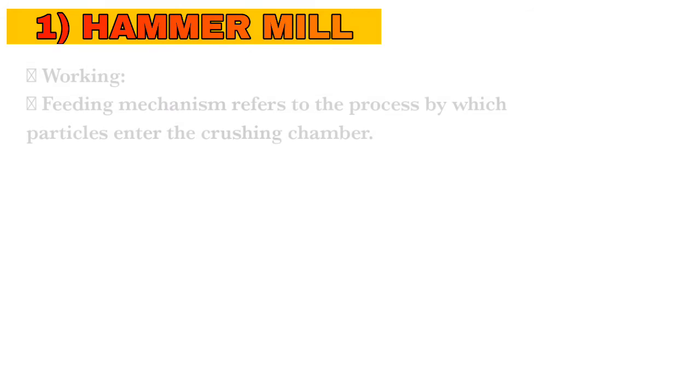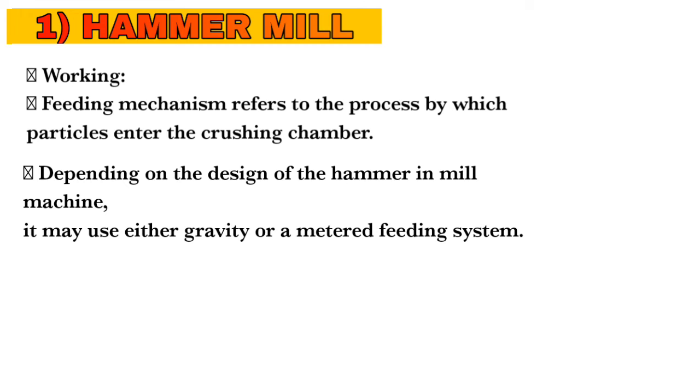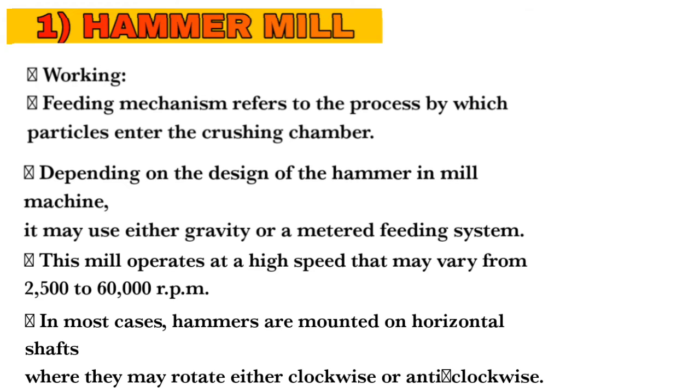So now let us talk about the working of hammer mill. The first point in working is the feeding mechanism. It is a process by which feed is passed and entered into the crushing chamber. Depending on the design of the hammer mill, a machine may use either gravity or metered feeding system. Hammer mill operates at high speed that may vary from 2500 to 60,000 revolutions per minute. It is most likely in many cases that hammers are mounted on horizontal shafts. Also, they may rotate either clockwise or anti-clockwise.